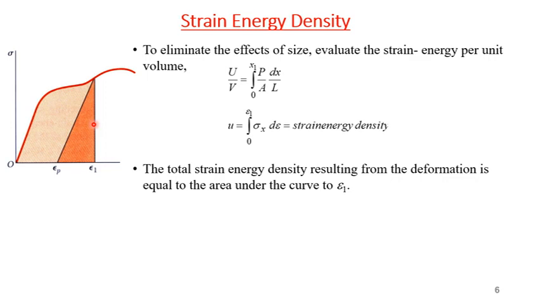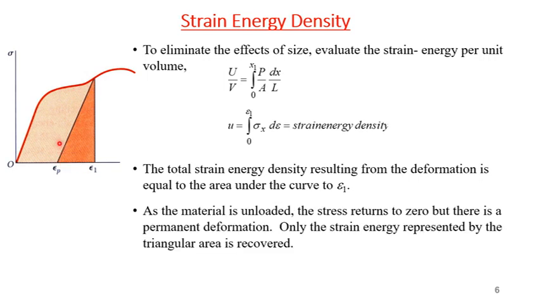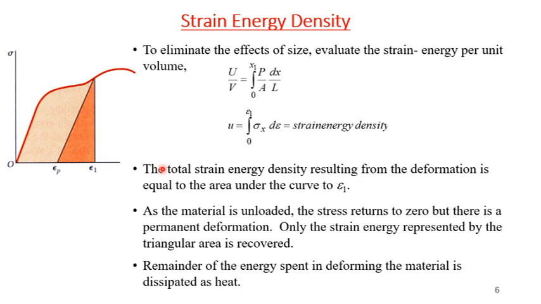deformation. The total strain energy density from deformation is equal to the area under this curve up to E1, that is the total. If you apply load, the triangle will be recoverable, and the other area, the light dark area, will be non-recoverable and will cause permanent deformation, and it will transform into heat energy and dissipate as heat energy.